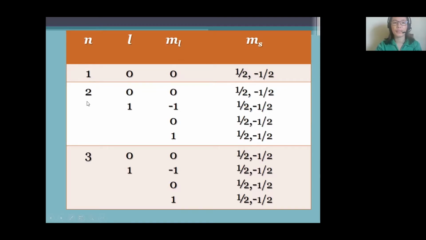So for the second energy level, we have the S and the P, 0, 1. So we have 0, -1, 0, and +1. And this is its M sub S, or the spin quantum number.